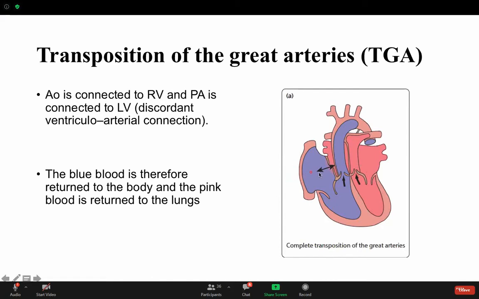فوش اللي يصير؟ بلو بلاد جاي يروح للجسم، الريد بلاد جاي من اللانجز ويرجع لللانجز. يصير two parallel circulation. هاي سيركل واحده قاعده تمشي لحالها في اللنجز، كله ريد بلد رايح جاي. في الجسم كله بلو بلد رايح جاي.